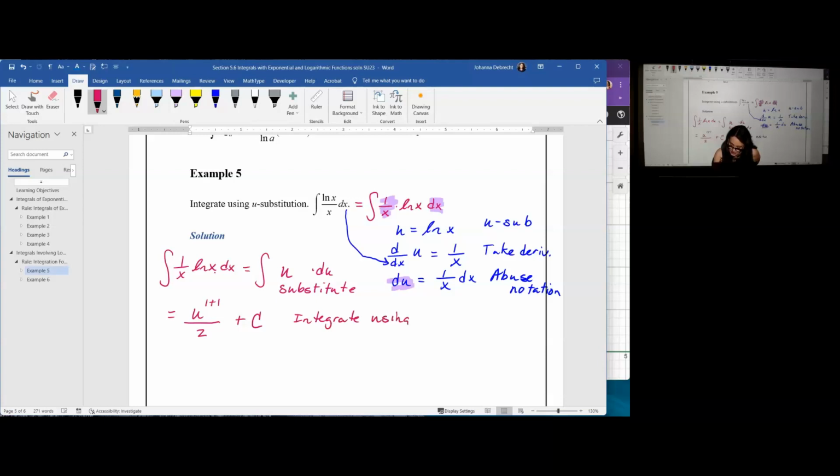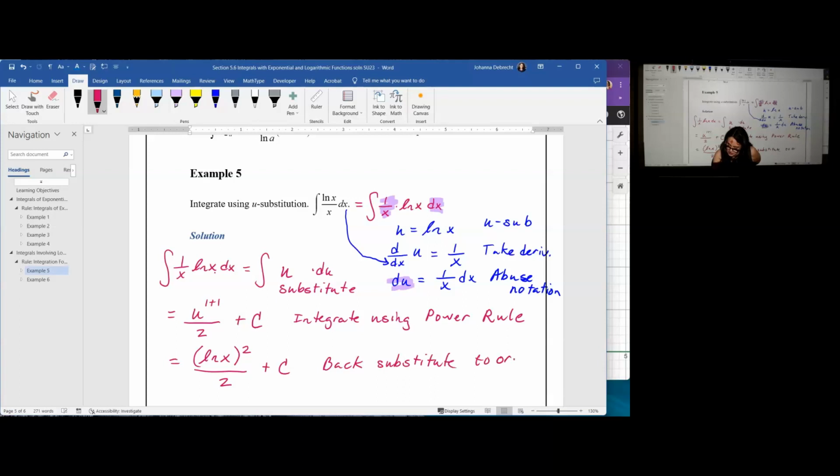Next, I have to back substitute. I have to leave the indefinite integral in terms of the original variable, which in our case is x. So when I back substitute, I get the natural log of x, which replaces my u, squared, all divided by 2, plus a constant. You must return the indefinite integral back to the original variable.